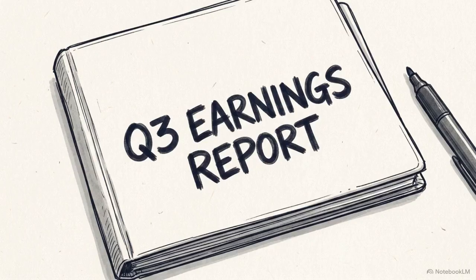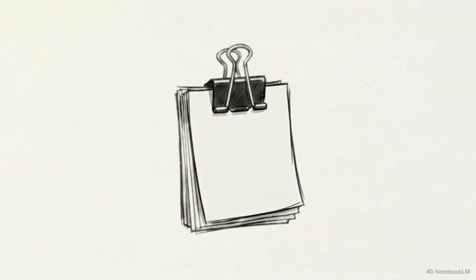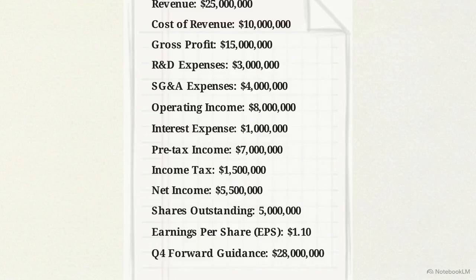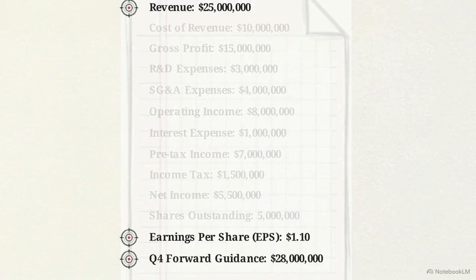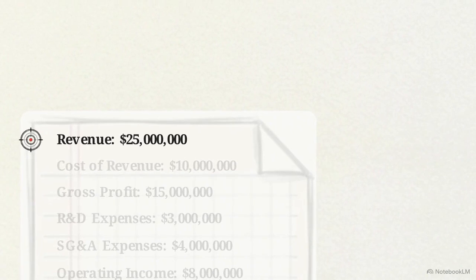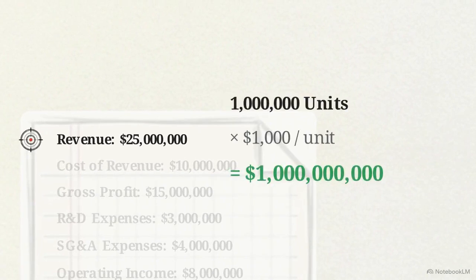At its core, a quarterly earnings report is simply a financial report card. Public companies release them 4 times a year. When you open one, you will see a wall of numbers like this statement. We need to filter this data down to 3 specific rows: revenue, EPS, and forward guidance. Step 1 on our checklist is locating revenue, often called the top line.